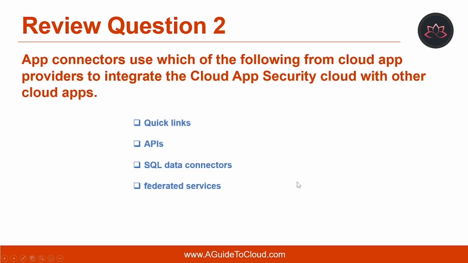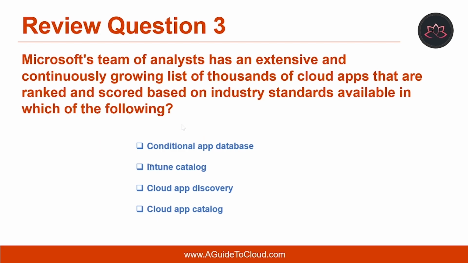Let's look at question number 2. App connectors use which of the following from cloud app providers to integrate the Cloud App Security Cloud with other cloud apps? The correct answer is APIs. Let's look at question number 3. Microsoft Team for Analytics has an extensive and continuously growing list of thousands of cloud apps that are ranked and scored based on industry standards available in which of the following? The correct answer is Cloud App Catalog.